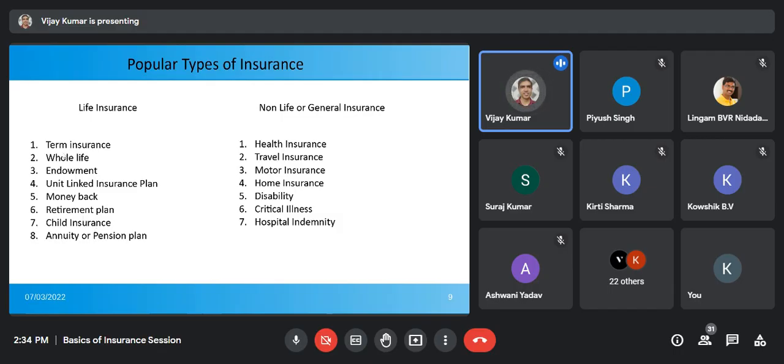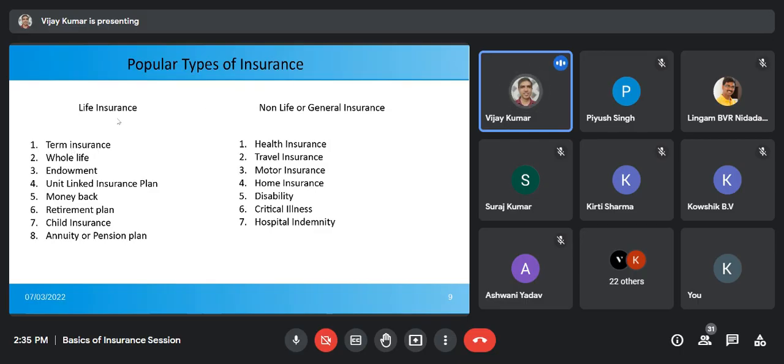Okay. Similarly, there are other life insurance policies: child insurance, annuity or pension plan, endowment. Right? These are again, when we are working in EIS, you might be asked to develop any of the products. Like some of you guys are already working on whole life, and there might be some other plans you might be working on as well.